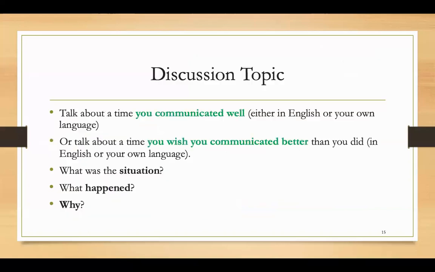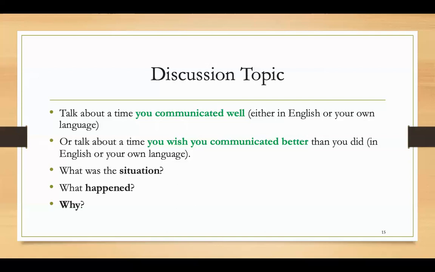Now, moving on finally, the discussion topic we're going to talk about is a time you communicated well. I want you to think about a time you were really proud about the way you spoke and the message you got across very effectively. Or if you want to, you could talk about a time that you wish you communicated better because maybe things didn't go very well. It doesn't matter whether it was in English or your own language, but I want you to think about what was the situation, whether you spoke well or whether you spoke with some problems that created a bit of tension. What was the situation? What happened? And why did it happen, do you think?